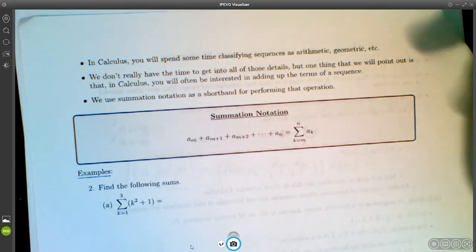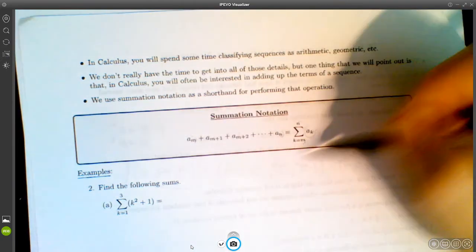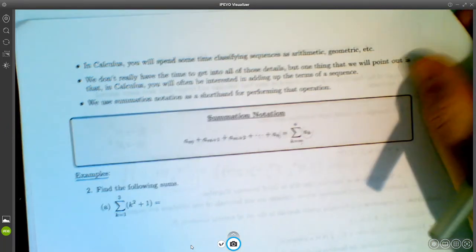Let me show you some specific examples, because this is kind of an abstract idea, and I think until you see some examples, it's a little confusing. But once you see an example, it's not bad.